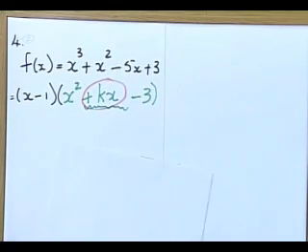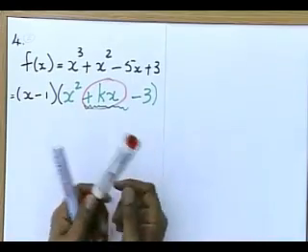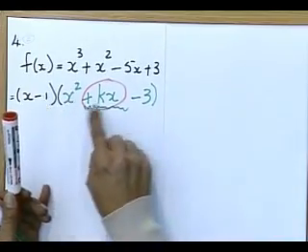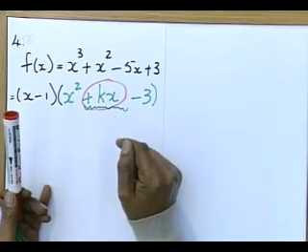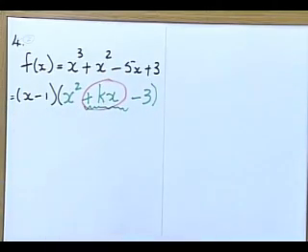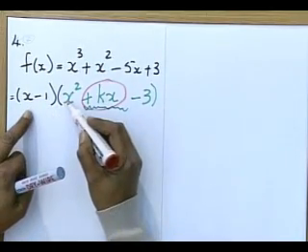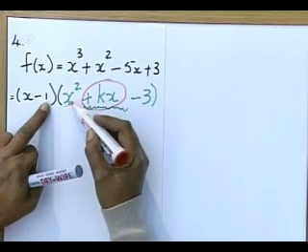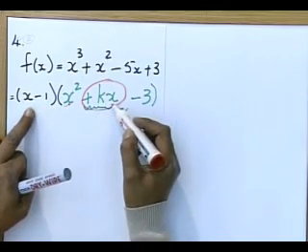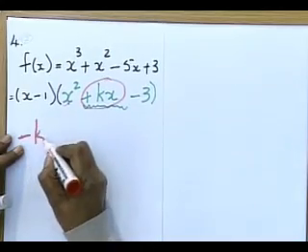Now, kx is the coefficient of x. So I'm going to multiply out these terms and see which of these terms will give me a term in x. Okay. This times this gives me x squared. This times this gives me x squared as well. This times this gives me an x squared. But this times this gives me minus kx.